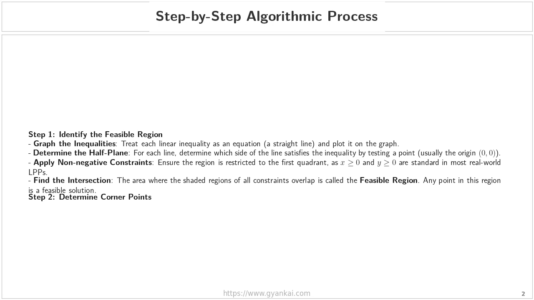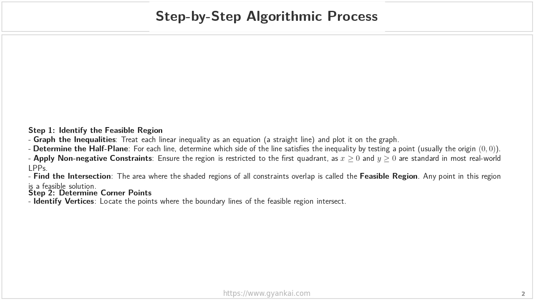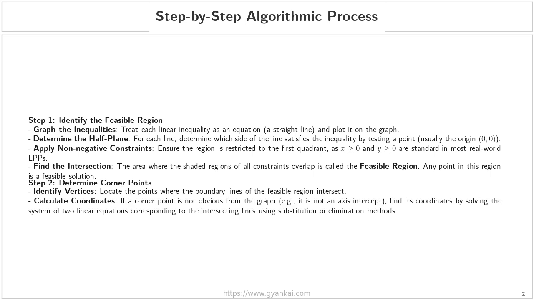Now that the playground is defined, we need to find the exact coordinates of its vertices. Start by identifying the vertices. These are the sharp corners where the boundary lines meet. If a corner point is easy to see, like where a line hits an axis, you can just read it off the graph. However, if a corner point is floating in the middle of the plane, you'll need to calculate its coordinates precisely. You can do this by taking the two equations for the intersecting lines and solving them as a system, using either the substitution or elimination method.